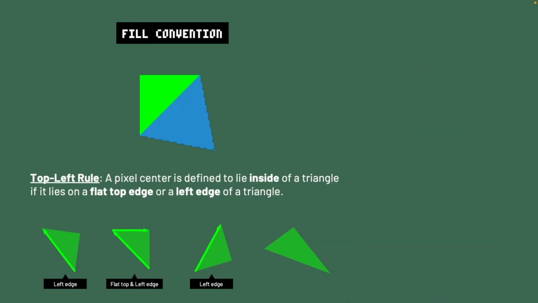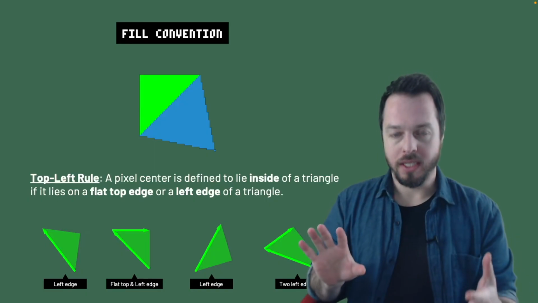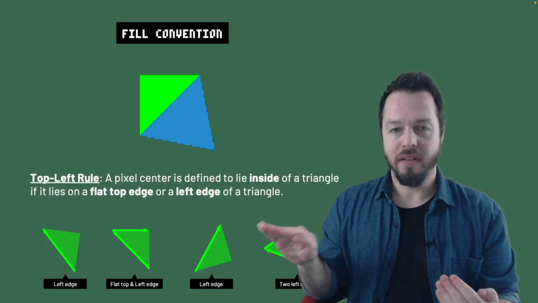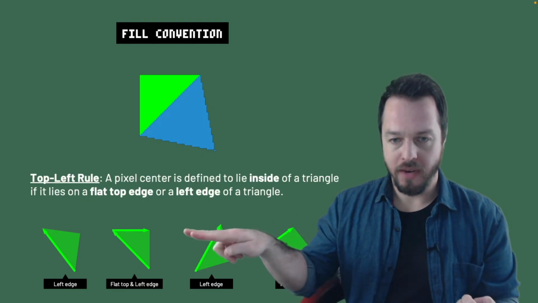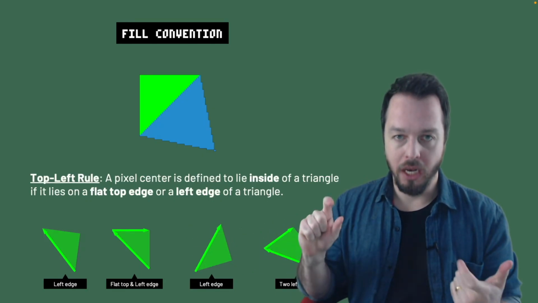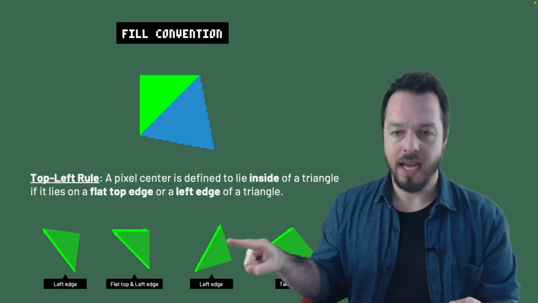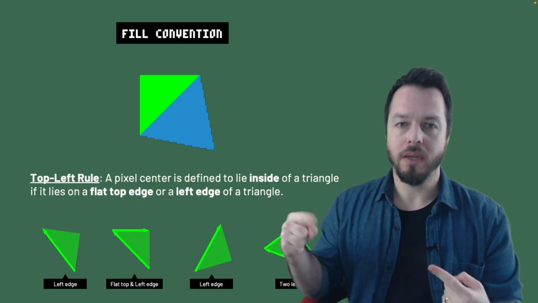Well, we know that it doesn't have a flat top, but does it have a left edge? Yes, and it actually has two left edges. You see, it has the left edge that goes from the bottom to the middle, and then the other left back to the top vertex. Since we are defining that if we are on a flat top or a left edge, the pixel belongs to that triangle, it means that the pixels on this right one should not be painted, right?